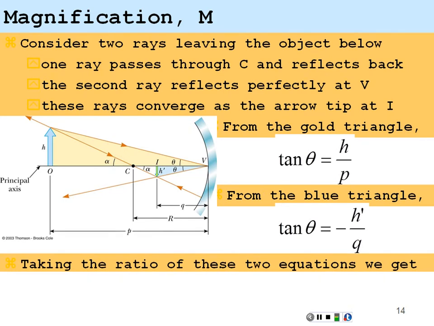Taking the ratio of these 2 equations, with a little bit of algebra, the magnification is going to be equal to our h prime height over our h height, how our image compares to our object, and that will be equal to negative q over p. In this case, both q and p are positive quantities, so the magnification will be negative, and that's why we have an inverted image. p is positive because it's on the same side as the incoming ray. q is positive because it's on the same side as the outgoing ray.